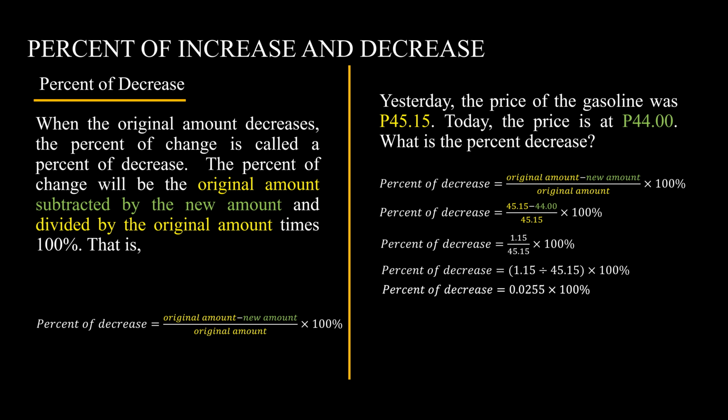And we have here 0.0255 times 100%. Yung sagot ng 1.15 divided by 45.15 ay 0.0255. Now, i-multiply natin siya sa 100. Paano yan? Just move the decimal place or the decimal point to the right 2 times. Now we have 2.55%. Therefore, the percent of decrease of the price is 2.55%.